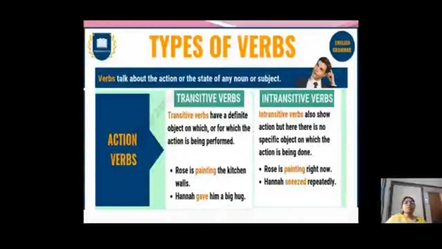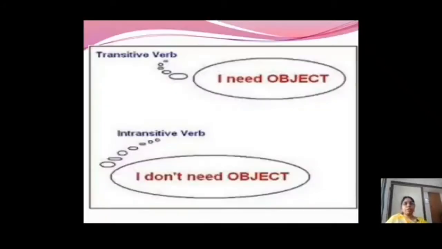Back, dear children, we saw the last slide as transitive and intransitive verbs. Transitive verbs have a definite object for which the action is being performed. And intransitive shows action but there is no specific object. This is what we saw last, right? So just a pictorial representation.